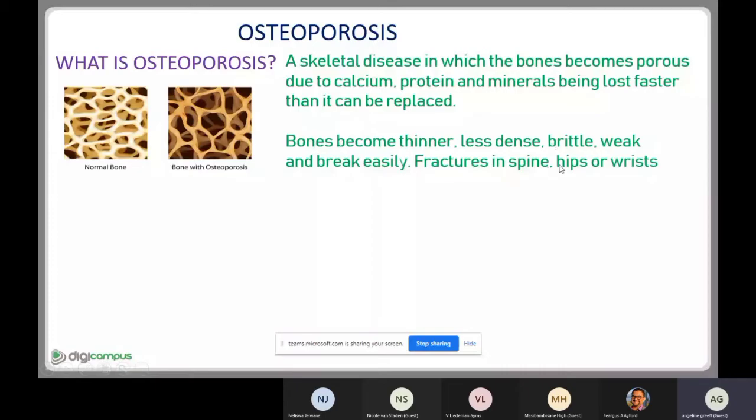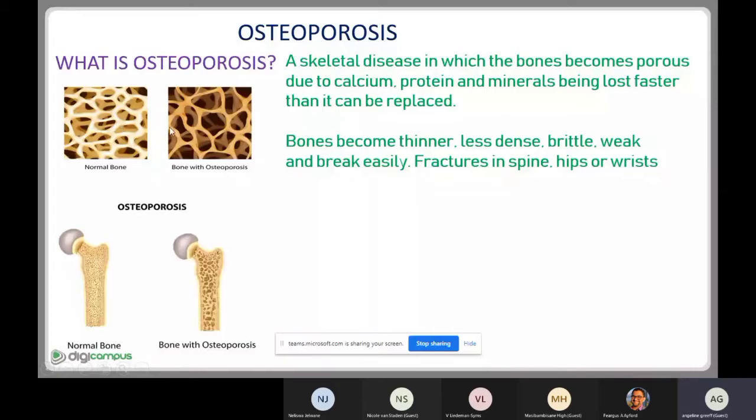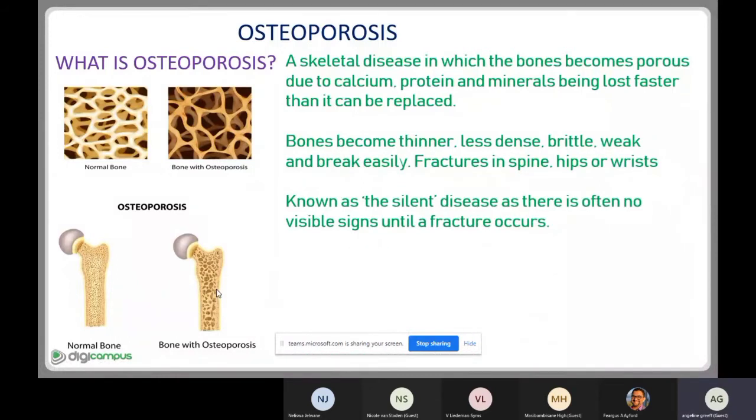I wanted you to have a look at this illustration over here. There we've got a normal bone, what the normal bone tissue looks like, and then a bone with osteoporosis. We can clearly see the difference. We can see the one is becoming less dense. It's brittle. It looks thinner than the normal bone. So that is basically what osteoporosis is. There's another illustration. You can see the bone with osteoporosis is more porous. If it's more porous, it means that it can break more easily than the normal bone. So you need to know what osteoporosis is.